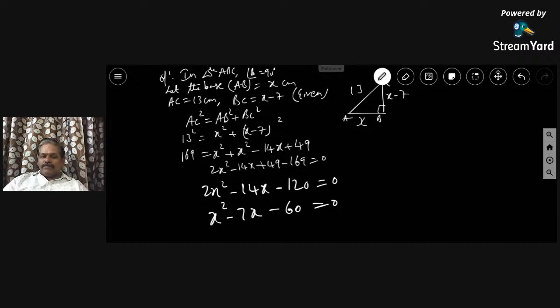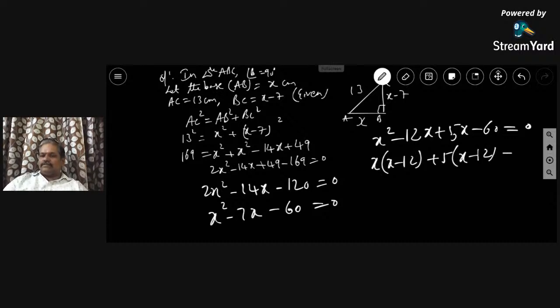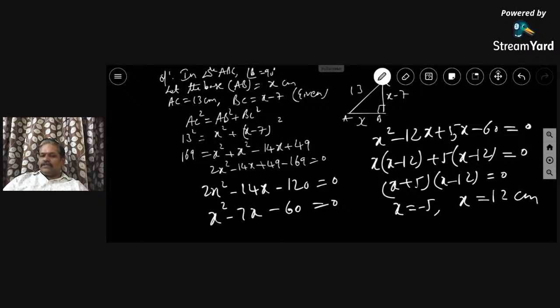So by finding the factors, we'll get x square minus 12x plus 5x minus 60 equal to 0. x minus 12 plus 5 common, x minus 12. So x plus 5 and x minus 12. So x is equal to minus 5 and x is equal to 12. So the x value can be taken as 12, because we can't take the base as a negative value.